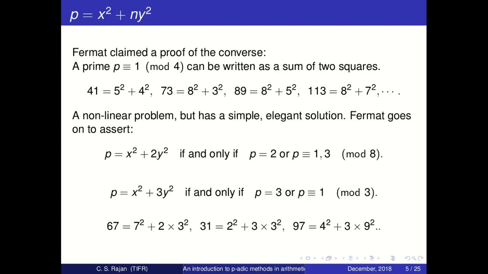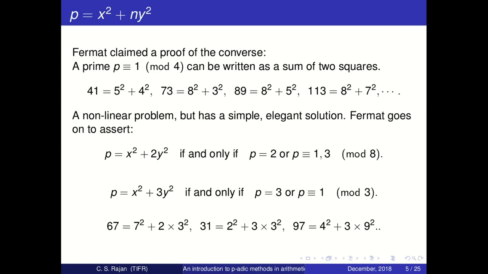Prof claimed a proof of the converse. So, if prime p is congruent to 1 mod 4, and p equal to 2 of course can be written as a sum of two squares, 1 square plus 1 square. But I should not say it's a proof of the converse, since logically that's not correct. I should say that Prof showed that the other set of primes, which are naturally left out, can always be written as a sum of two squares.